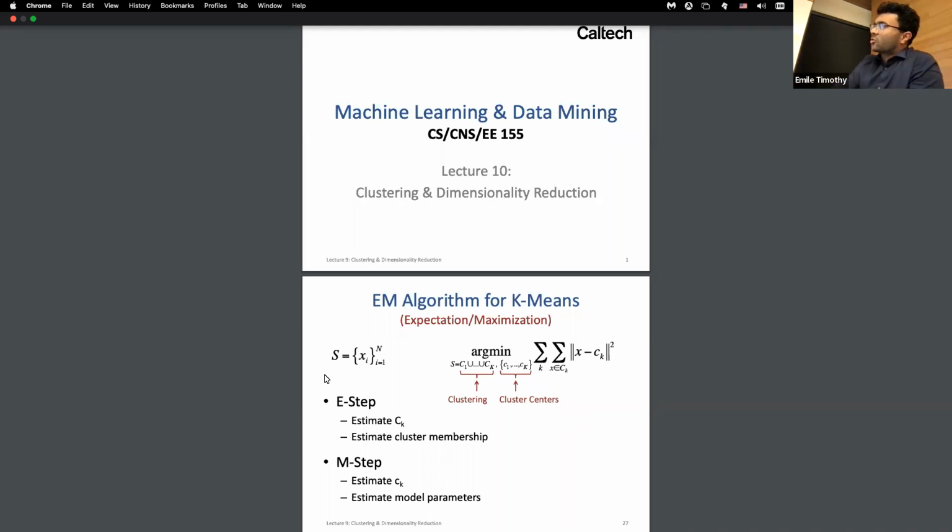And the EM algorithm says, well, sure, you can do this. Your first step, the E step, estimate Ck, which is your communities, estimate cluster membership, which is which points X go in which communities, C1 to CK. The M step is then you estimate little ck, which is the cluster centers, and then you estimate model parameters.